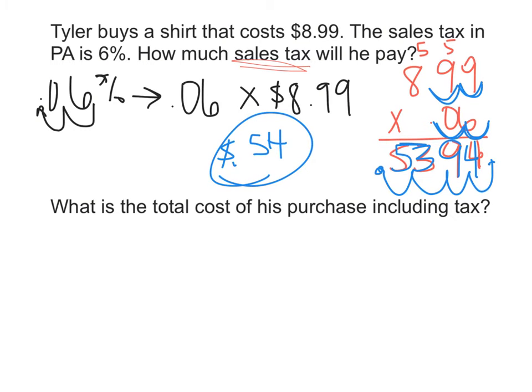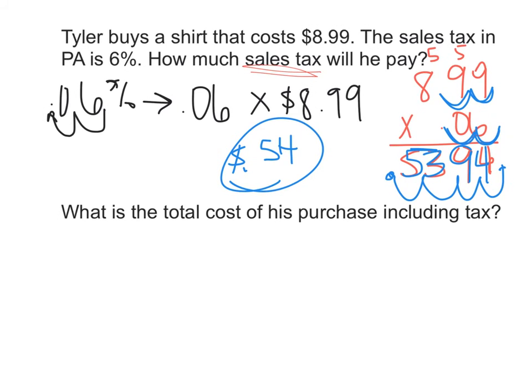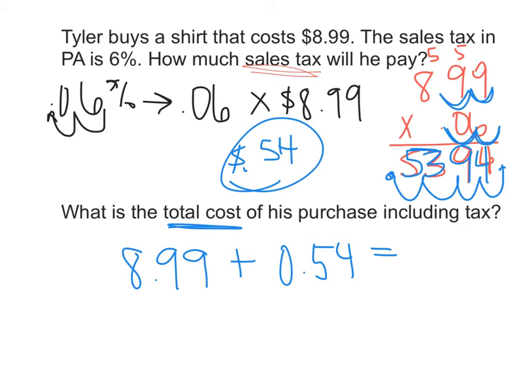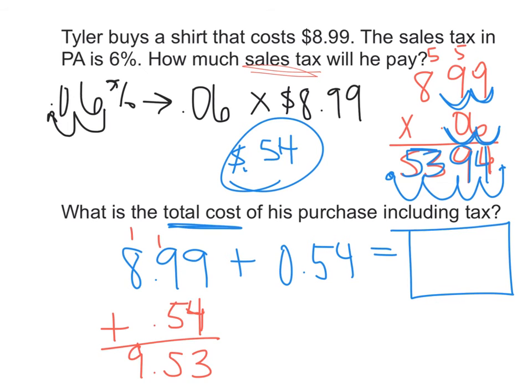Then when it asks what the total cost is, you're going to take your $8.99, that's the cost for your t-shirt, and add your 54 cents, and that gets you your total cost. So the total cost that Tyler would pay for his shirt is $9.53. Once again, make sure you're reading the question carefully. The first question asks to calculate sales tax, that's where you're multiplying. The second question asks for total cost, that's where you're adding the dollar amount of sales tax to whatever your cost was prior to that.